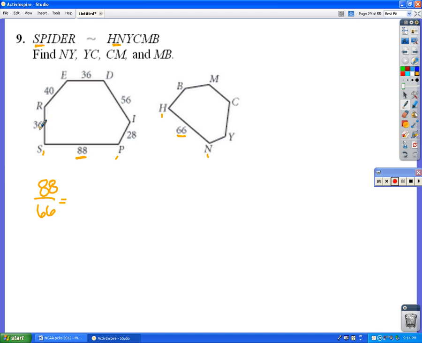So I'm going to use that to figure out what HB is. That's going to be 36 over HB. Just like I did on the other problem, cross multiply the 2 numbers that I know. So 36 times 66, and then divide by the one that's left over. And that tells me that HB has to be 27.